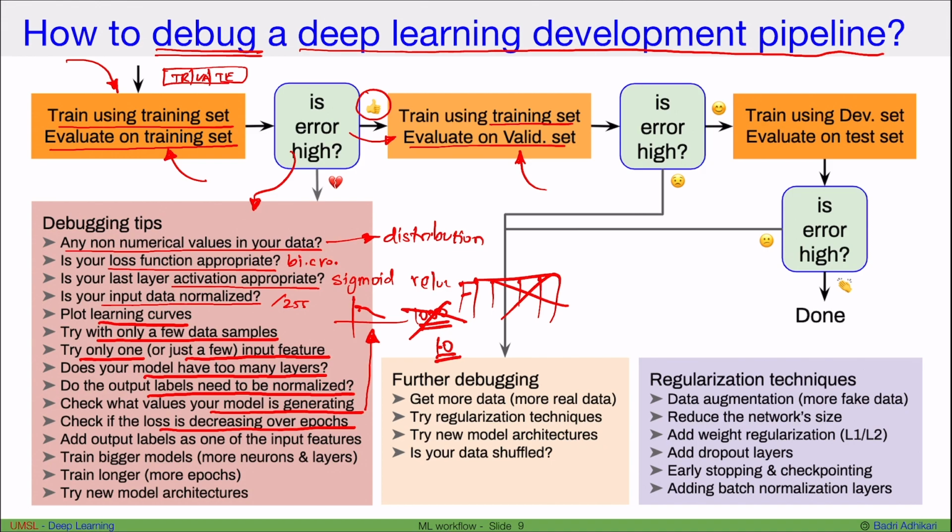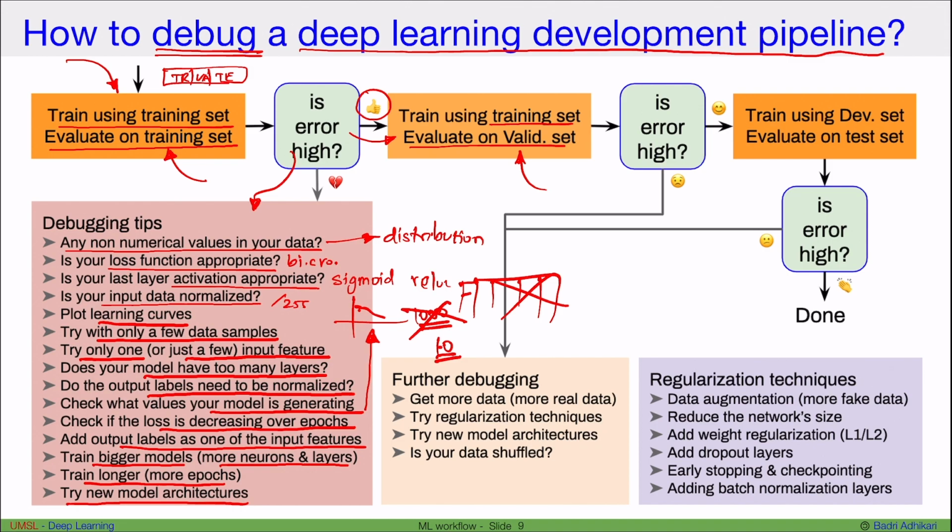One of the really powerful ways to debug is to add the output labels as one of the input features. Feed the output as the input and the model should immediately work. If it doesn't, there's something fundamentally wrong in terms of basic logic in your overall pipeline. Try training bigger models, with more neurons and more layers. That might work. And train longer, many more epochs, maybe a few hundred or a few thousand epochs, to see if that helps. And if none of those work, then you may be using the wrong architecture for your data set. So try a completely new model architecture.